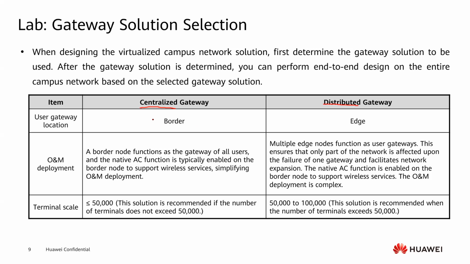For the centralized solution, the gateway is on the border. For the distributed solution, the gateway is on the edge node. Both of these gateways are just for the wired users. For the wireless users, the gateway is on the border because we use the border as the native AC, right? You just determine the solution based on the size of the network. In our experiment, we use the second one, the distributed gateway solution, as the example.